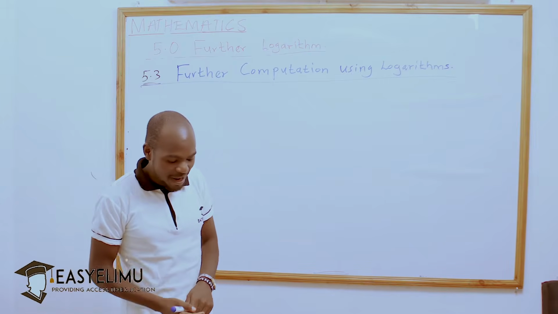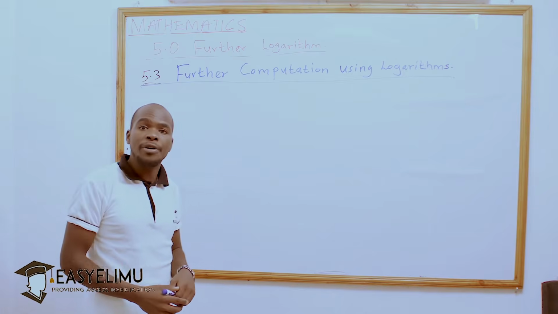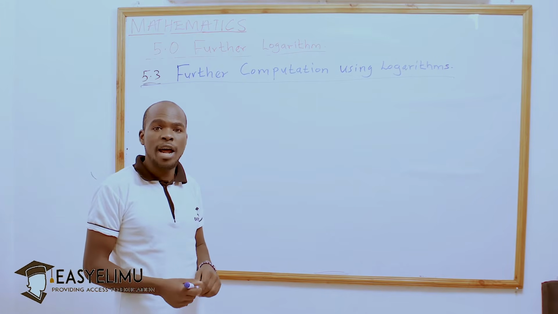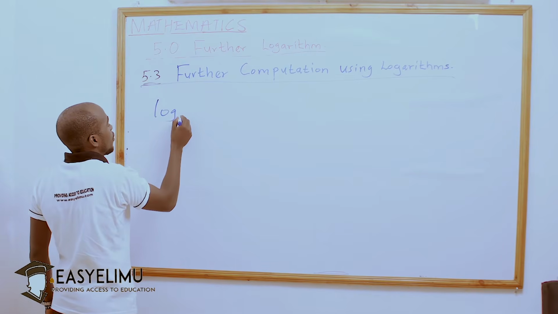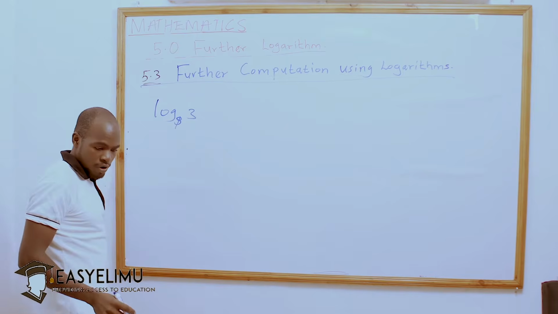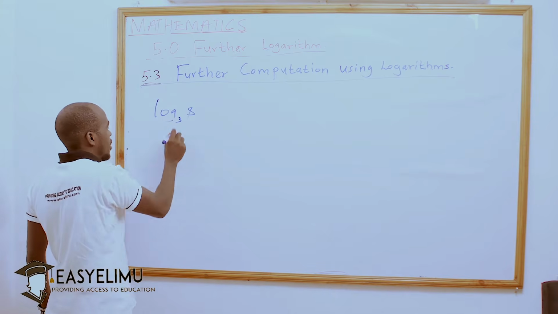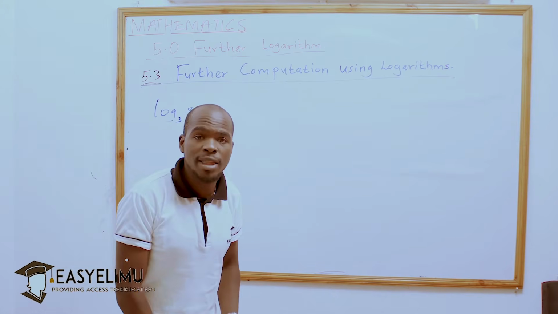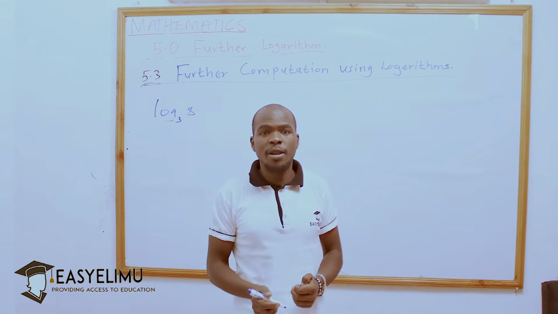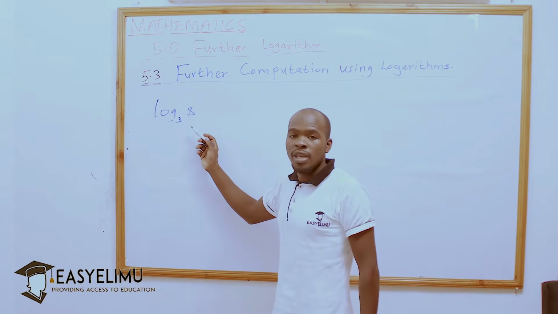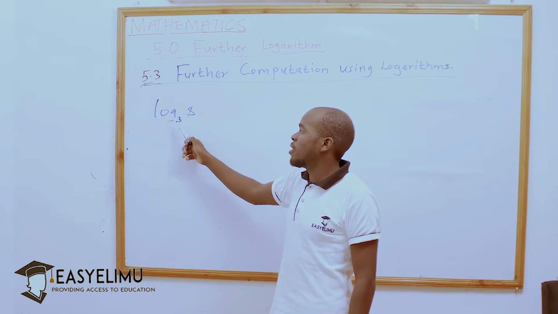Let's now see how we can find further computation using logarithms. And here is where I told you I will show you how to find the logarithm of numbers which have no base of 10. For example, you may be given, find the log of 8 to base 3. If you want to find the logarithm of this number, you cannot use a calculator, which is normally based to 10, and you can't use a mathematical table because it is always given to base 10. This one is to base 3.